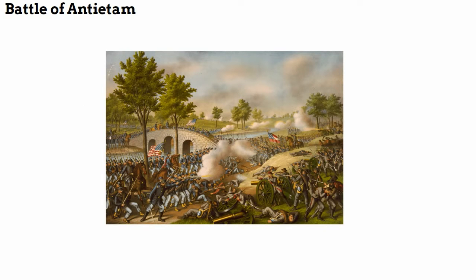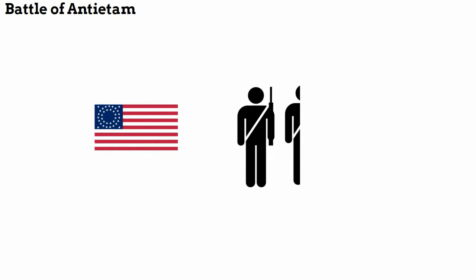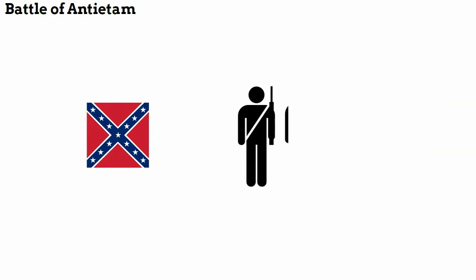Here are the top 3 battles of the Civil War with the most casualties. Battle number 1, the Battle of Antietam, with 25,100 casualties, 12,400 from the Union and 12,700 from the Confederate.